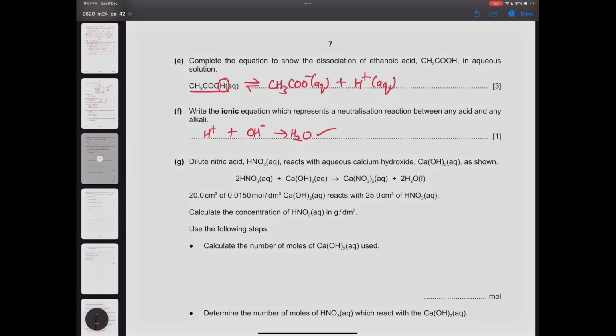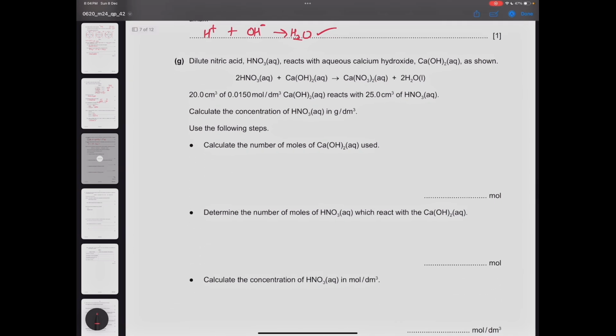Now we have a topic question from stoichiometry. So let's start solving this. Dilute nitric acid reacts with aqueous calcium hydroxide. And it looks like a typical titration question. The concentration of calcium hydroxide is given and volume is given. All right. And the volume of HNO3 is given. What are they asking us? Use the following steps. Calculate the number of moles of calcium hydroxide.